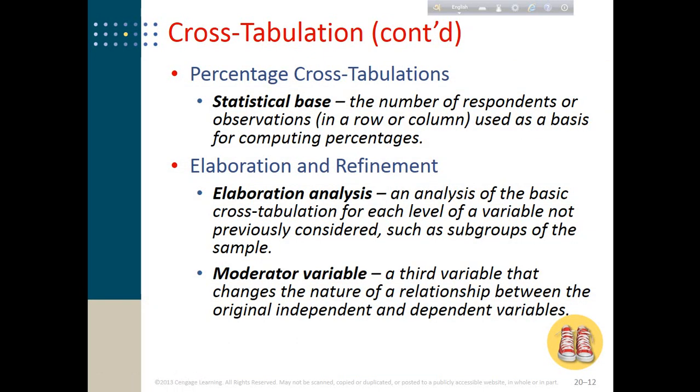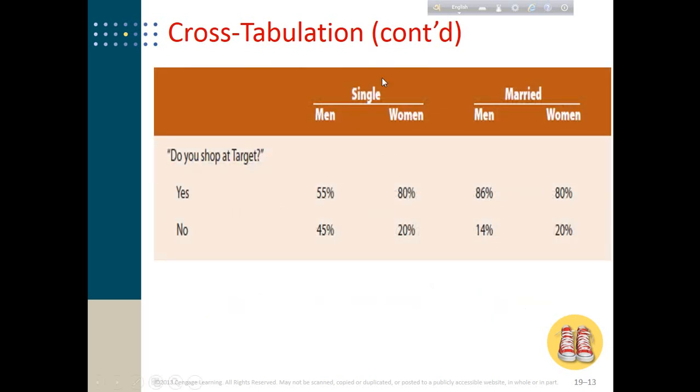And a moderator variable is sometimes when you show a relationship between two variables, then you add some moderator variable. That means you add a third variable to show if the relationship still exists. Okay, let's see an example. So, do you shop at Target? You divide them by their marital status, men, women, on the basis of gender. We previously have seen this classification.